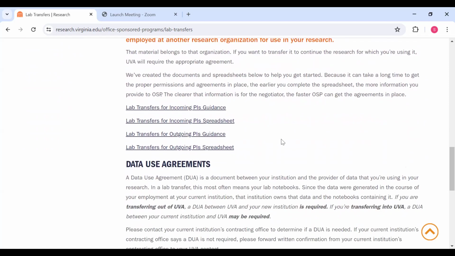Another really important piece that we are asking all of our departments and PIs to begin utilizing in the course of lab transfers are these spreadsheets. So for example, this is the spreadsheet for outgoing PIs. So if a PI is leaving and say they're moving from UVA to Penn State and they want to take their lab, and we have a number of different agreements associated to the material that they currently have in their lab at UVA.